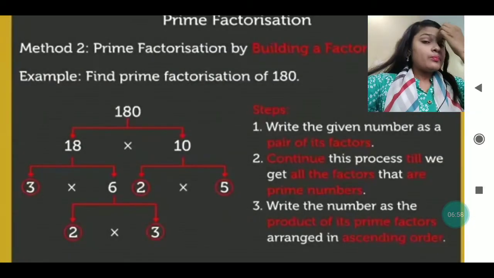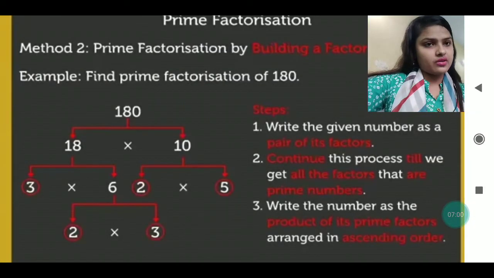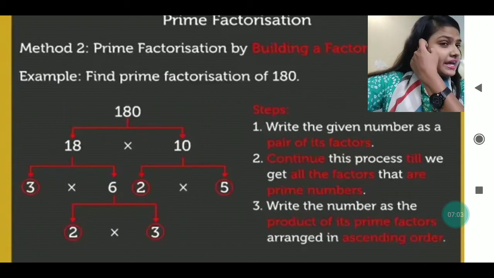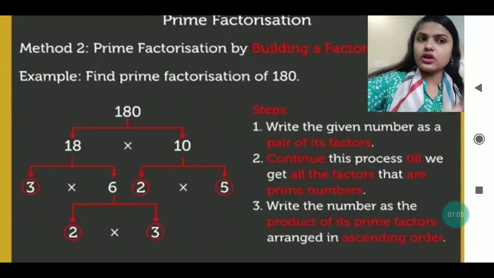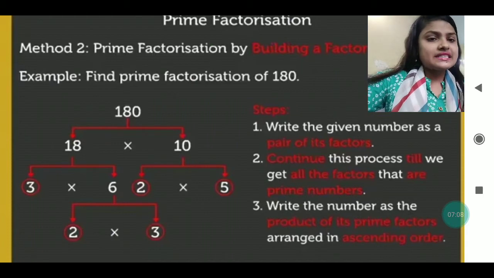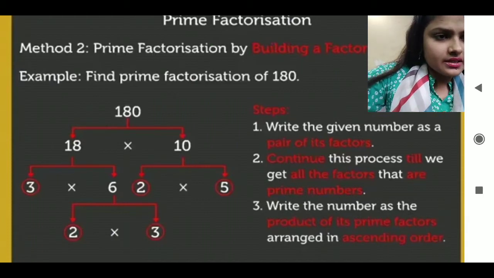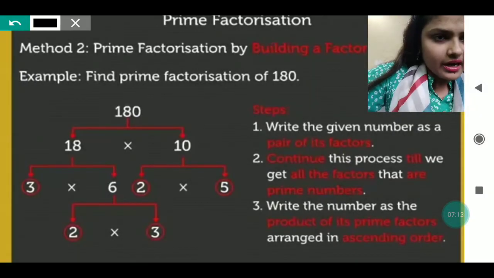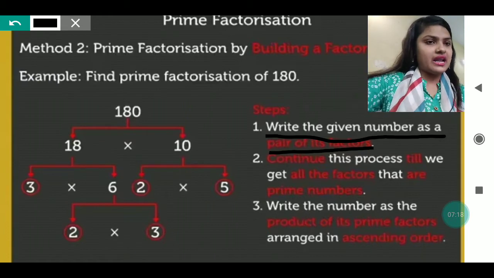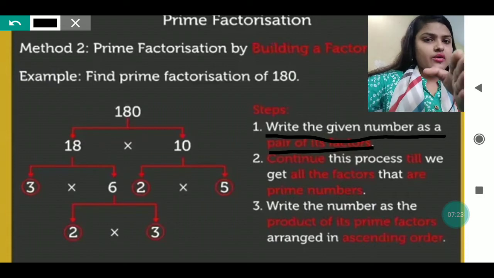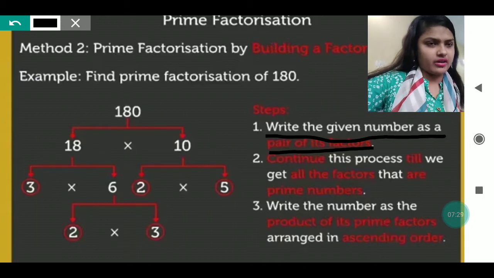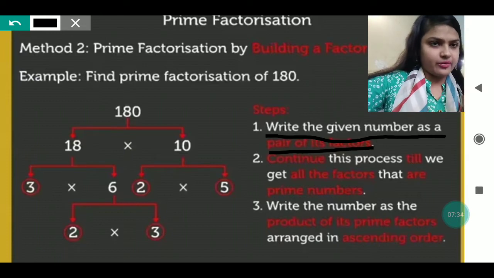Now, prime factorization by building a factor tree. We are building the factor tree of 180. The same number I have taken so that you do not get confused. Step 1: write the given number as a pair of its factors. Like 18 I have written separately and 10 I have written separately as its pair of factors.